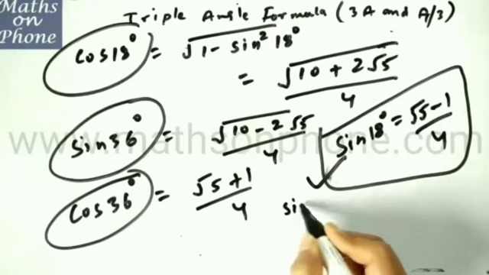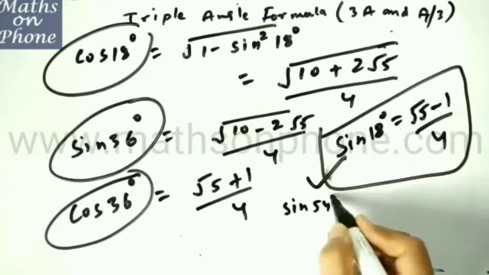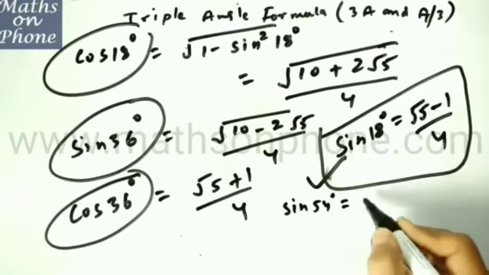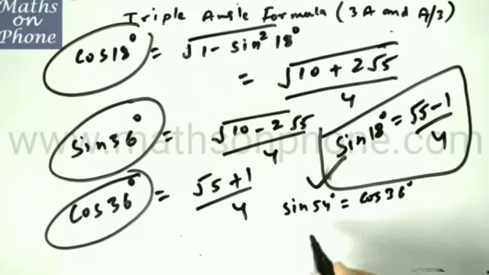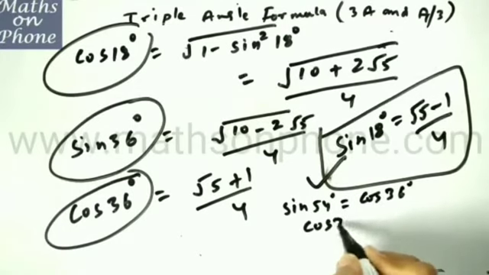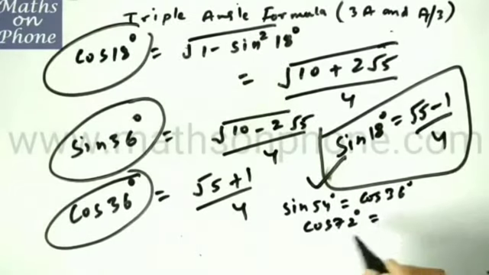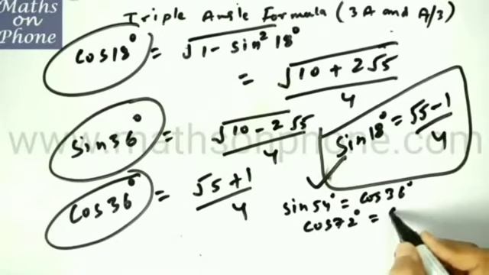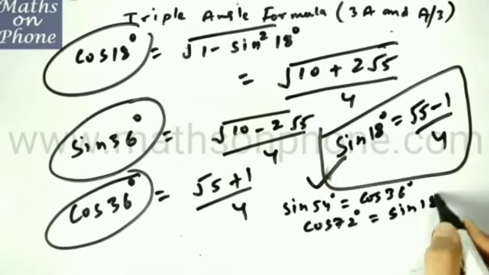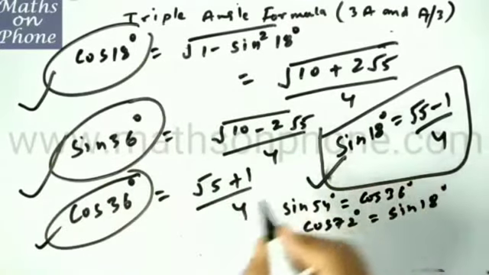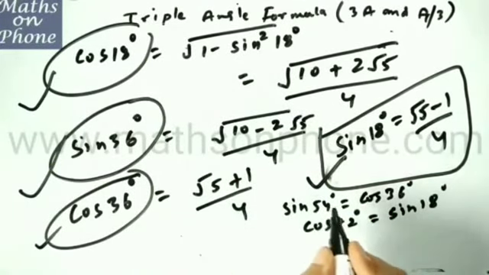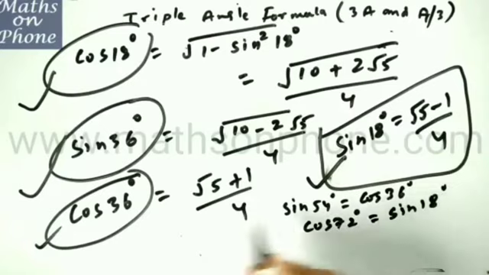Suppose somebody is telling you find sine 54 degree. What will you write? Sine of 90 minus 36, so cos 36, which you know, you can easily find. Somebody is telling you find cos 72 degree. Can you find? Yes, this is cos 90 minus 18, that is sine 18. So with the help of 18 and 36, you can find all the values of multiples of 18.